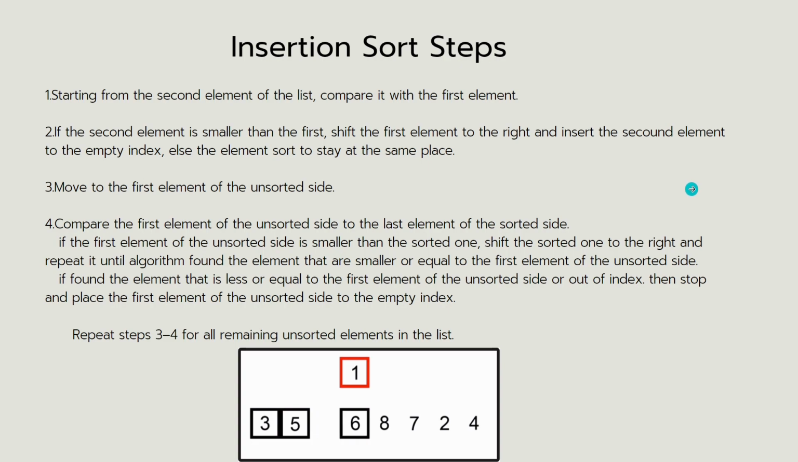Compare the first element of the unsorted side to the last element of the sorted side. If the first element of the unsorted side is smaller than the sorted one, shift the sorted one to the right and repeat until the algorithm finds an element that is smaller than or equal to the first element of the unsorted side, or runs out of index. Then stop and place the first element of the unsorted side into the empty index. Repeat steps 3 and 4 for all remaining unsorted elements in the list.